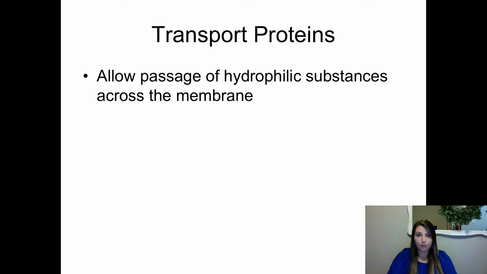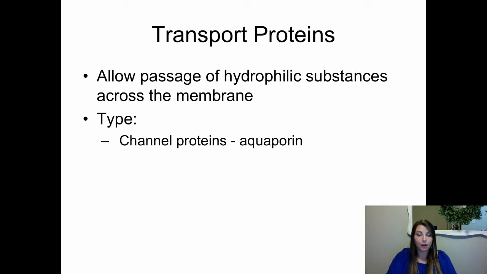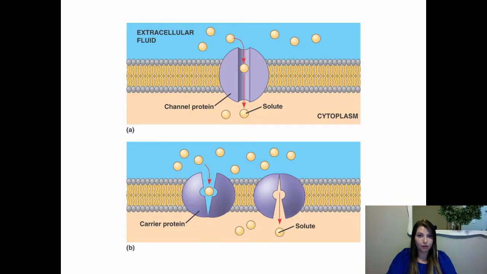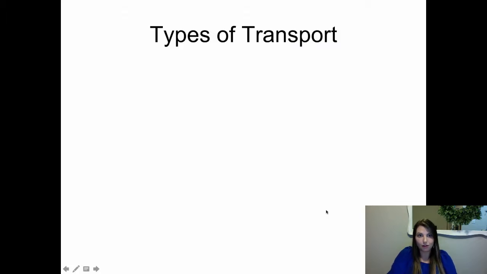So there are two different types of transport proteins. Transport proteins allow the passage of a hydrophilic substance across the membrane. So again, we have two types. We have our channel proteins, and one example of that would be our aquaporin, which helps get water into the cell. And then we have our carrier proteins. We can see here we have a channel protein, and it literally just looks like an open channel. Our carrier proteins look like they're cradling this little molecule right here, and then it spits it out to the other side.